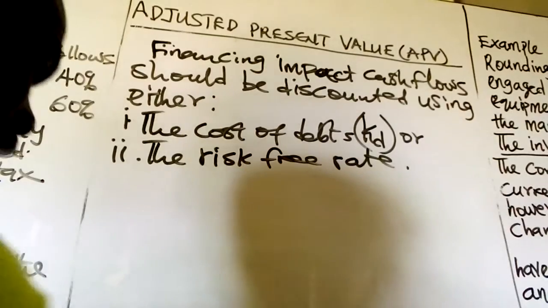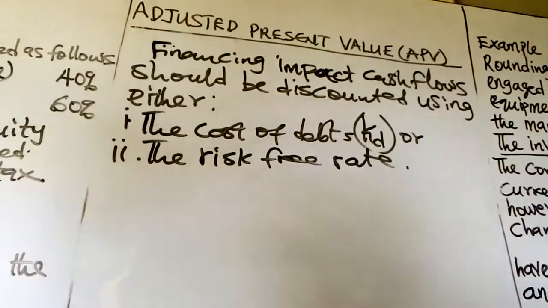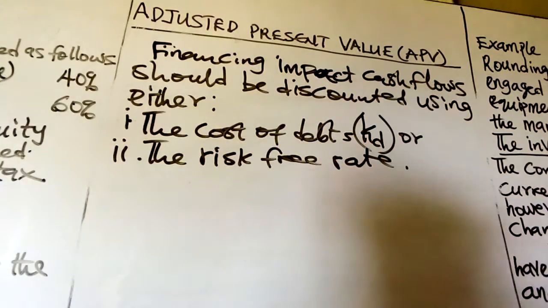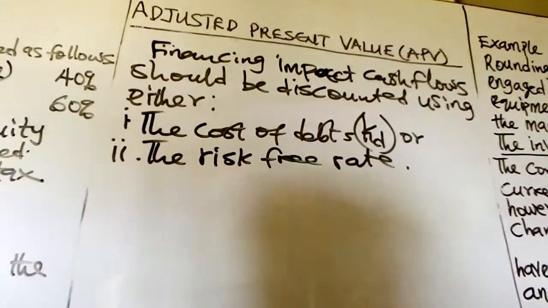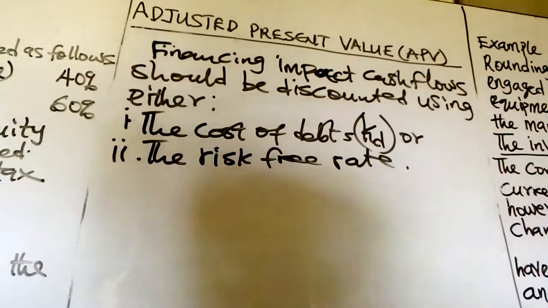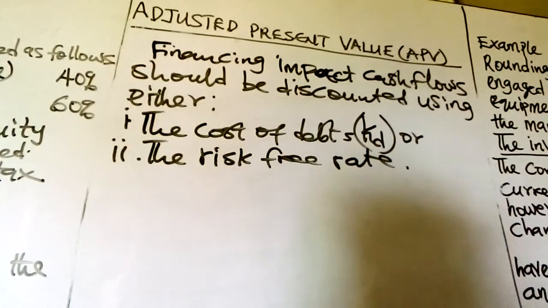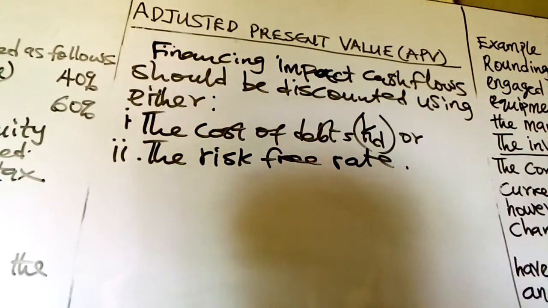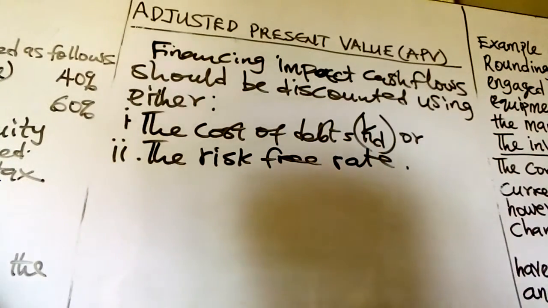I've broken down the financing impact into two: number one, the issue cost, and the second one is the tax relief on interest. The issue cost was further broken down into equity issue cost and debt issue cost. Equity issue costs are not tax deductible unless stated otherwise. Unless you are told it is tax deductible, you should assume that equity issue cost is not tax deductible, while debt issue costs are tax deductible unless stated otherwise.